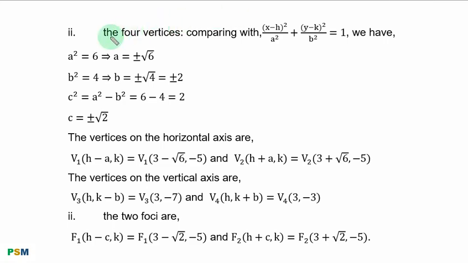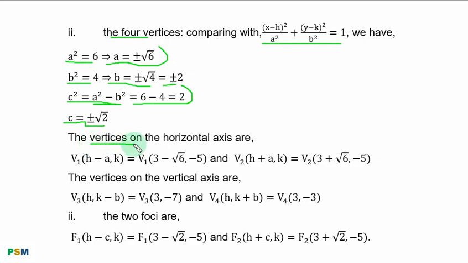Roman figure 2, the 4 vertices. To obtain them, you have to compare the result above with the standard form of the ellipse, where a squared is equal to 6. This implies a equal to plus or minus square root of 6. b squared equal to 4. This implies b equal to plus or minus square root of 4. You have plus or minus 2. c squared is equal to a squared minus b squared, because a squared is greater than b squared. You have 6 minus 4 equal to 2. c becomes plus or minus square root of 2.